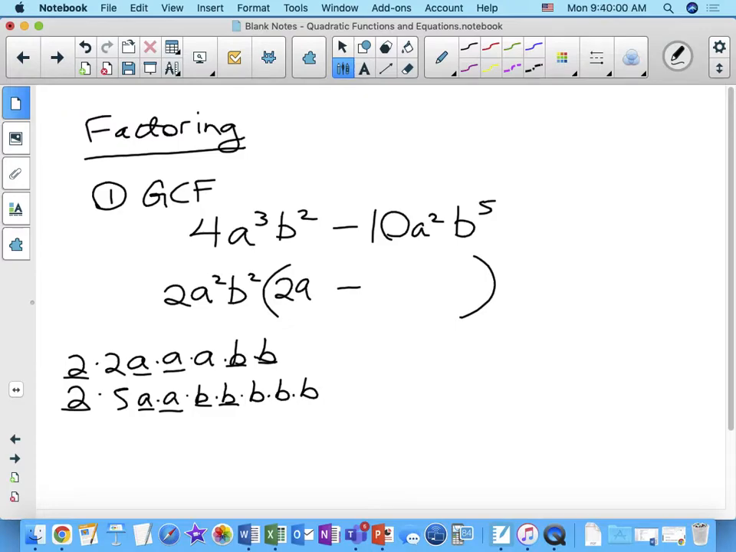2 times what is 10? 5. A squared times what is a squared? 1. Okay. B squared times what is b to the 5? Two b's times how many b's is 5 b's? 3 b's.